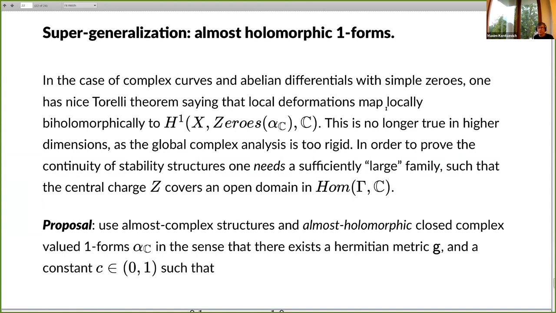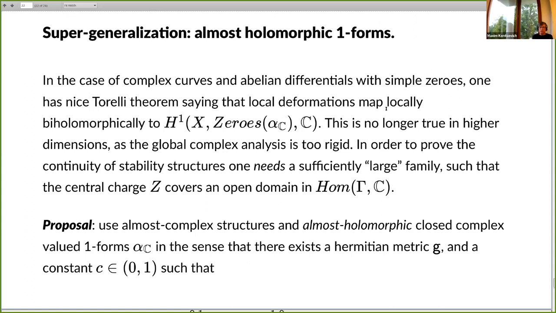I recall that for the case of curves with abelian differential, we have a nice Torelli theorem, we have many, many deformations, and we can get any class close to what we have in the first relative homology. But it's no longer true in high dimension because the global analysis is too rigid, and varieties could be rigid, have no deformation, so for one forms, it's not clear what to do.